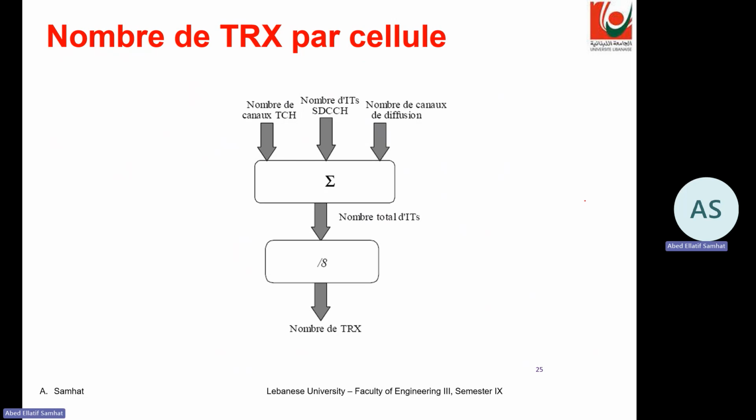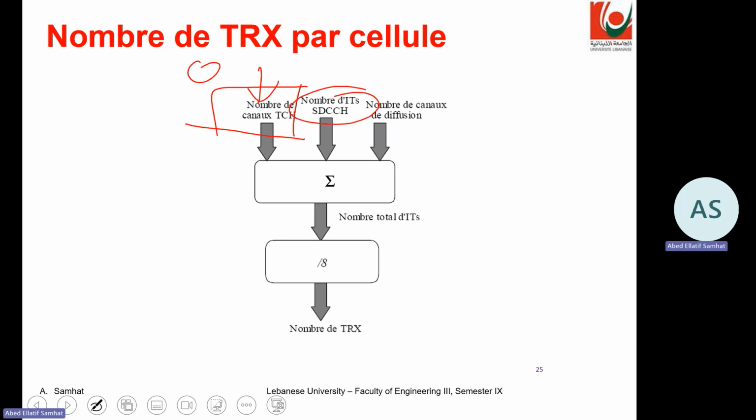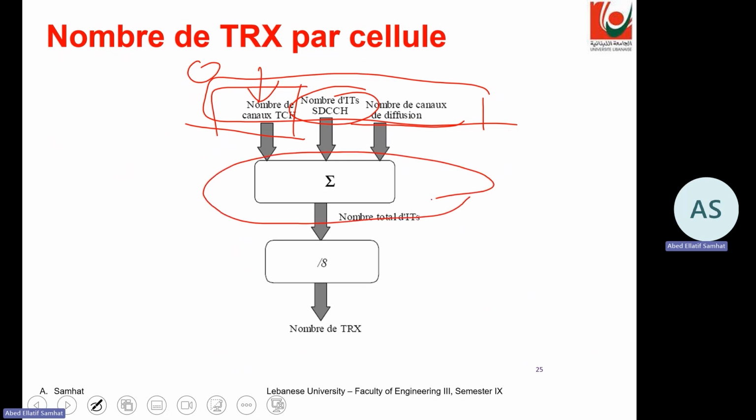And after that, we have the number of TCH channel, those are the physical channel. The number of physical channel or time slot required for SDCCH channel, and all other time slot required, we sum all of them and we divide them over 8 in order to find the number of frequencies that we want to use. So this is the way we determine the number of transceivers, which is the number of frequencies required to support this traffic. So this is typically the way to do.